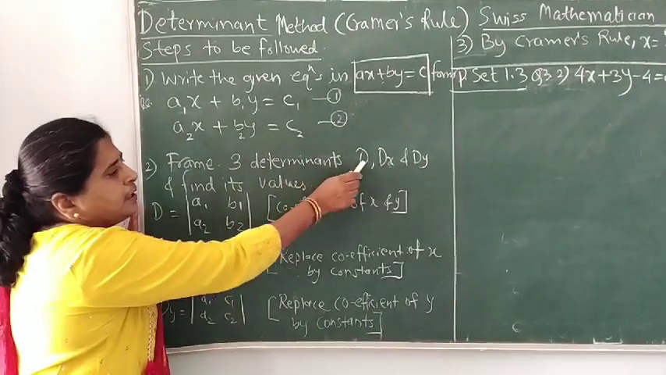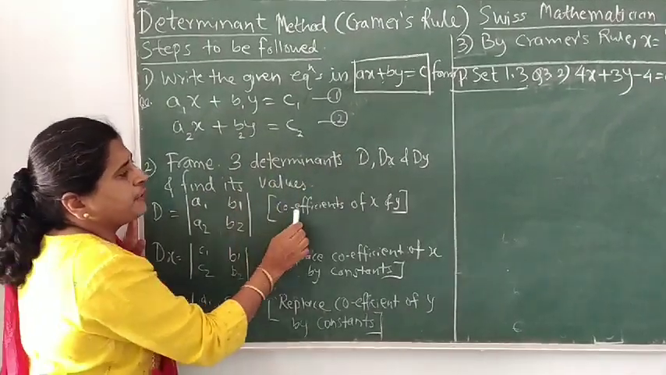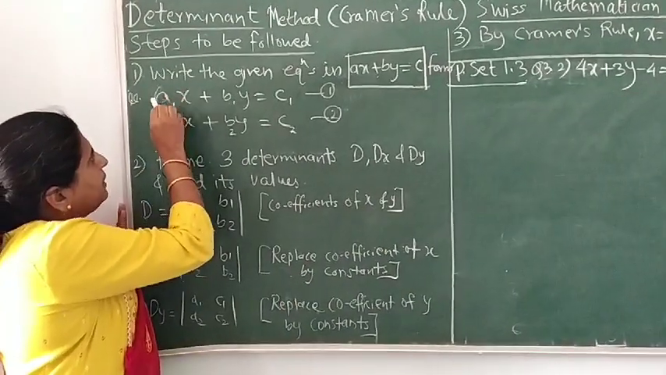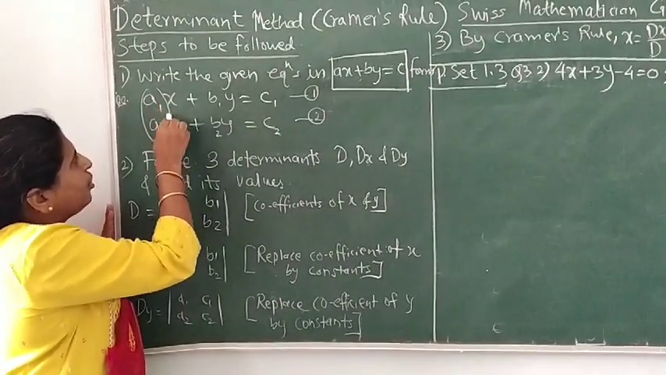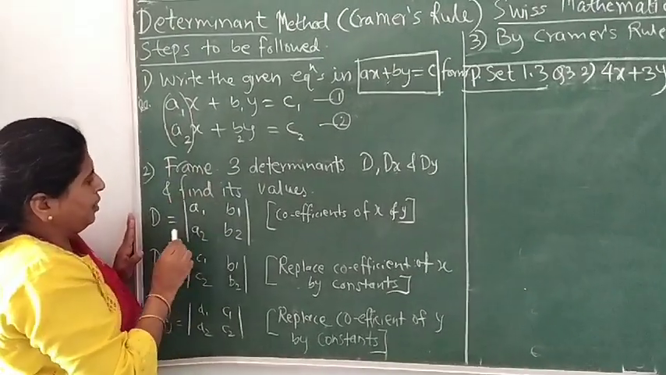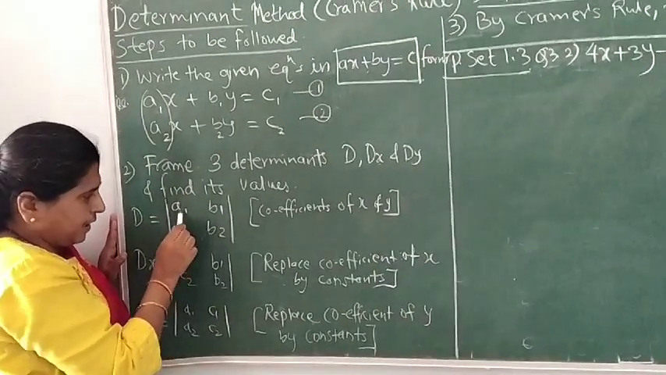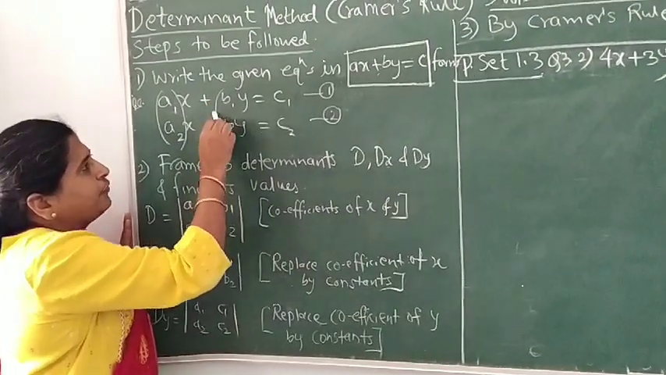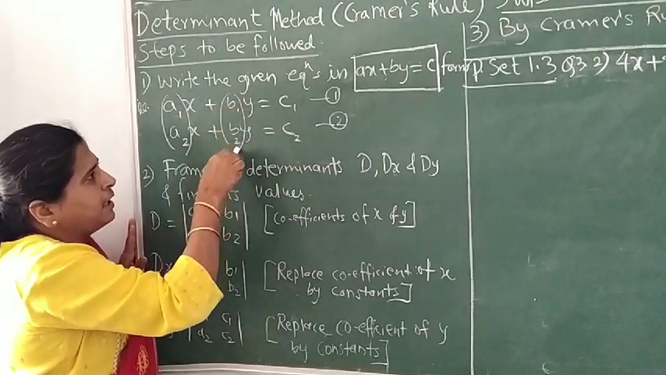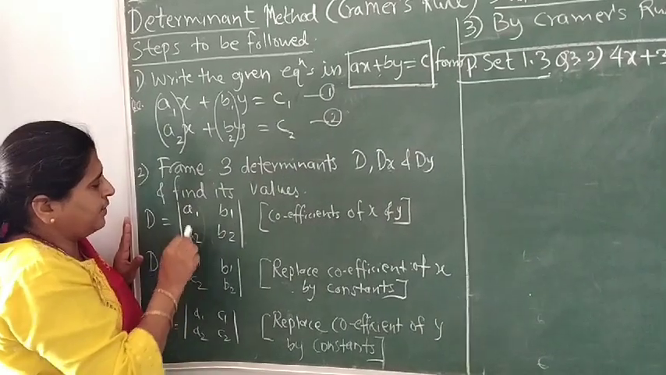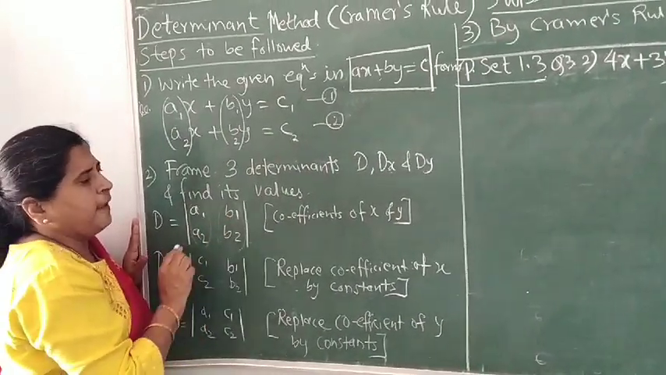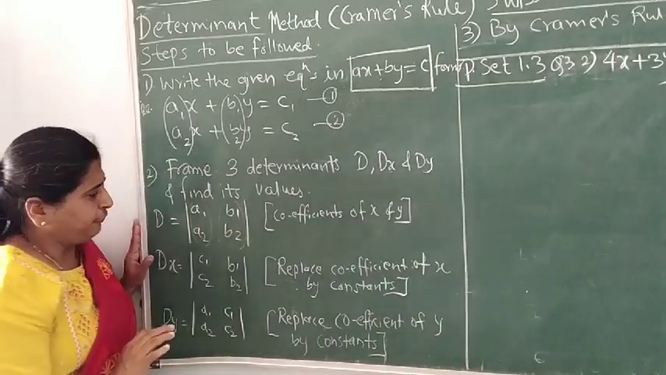Now what is determinant D? Determinant D is nothing but the coefficients of x and y. For that we can see this column in the equations. What is the coefficient of x? It is a1, a2. So in determinant D we write a1, a2 as the coefficients of x, and b1, b2 as the coefficients of y. And its value we have to find.